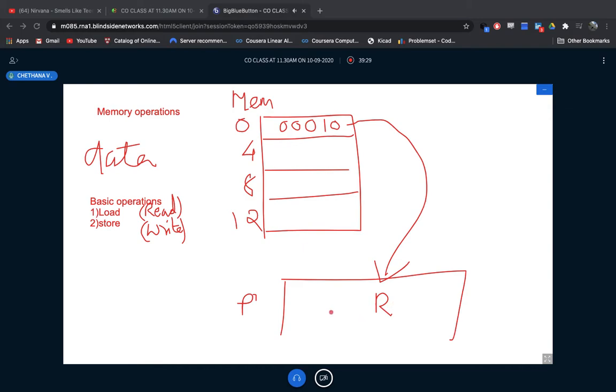Okay, maybe my register is having a data 1010. This data, I will store it. I'll write it into the memory 1010. So this operation is known as store operation.